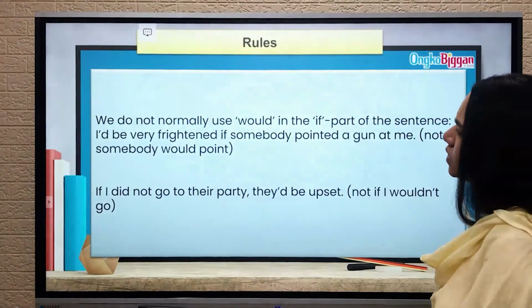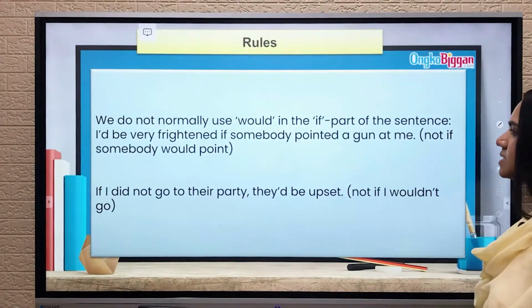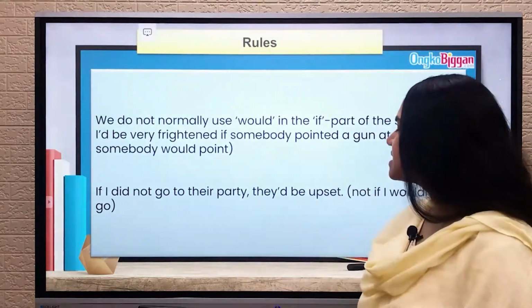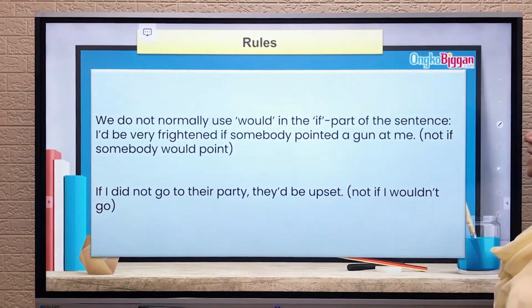Then, we do not normally use would in the if part of the sentence, but we can say what? I would be very frightened if somebody pointed a gun at me.